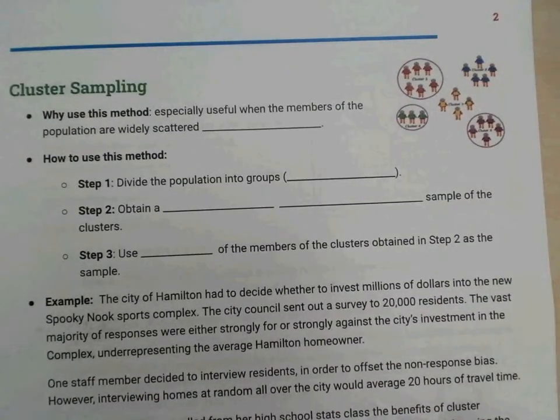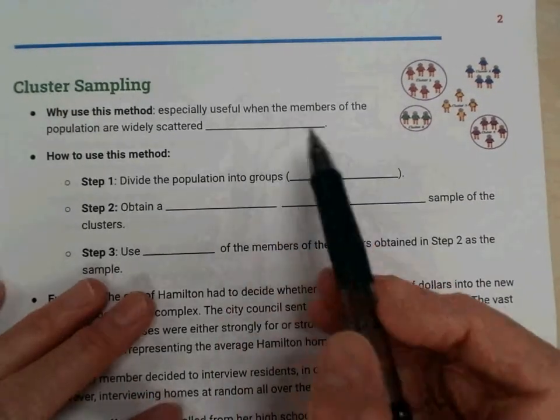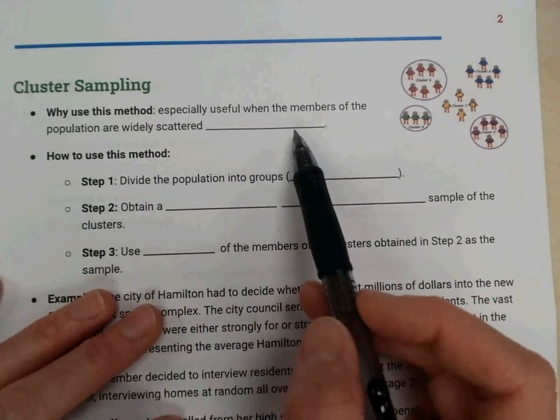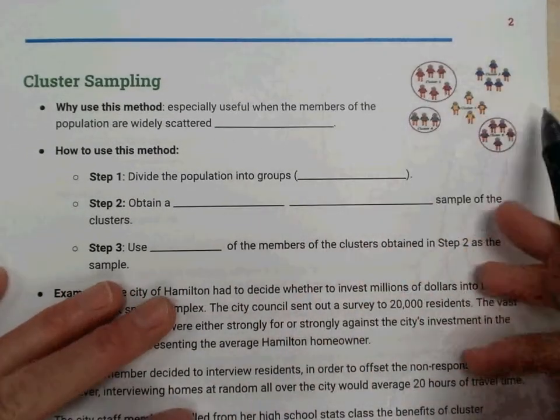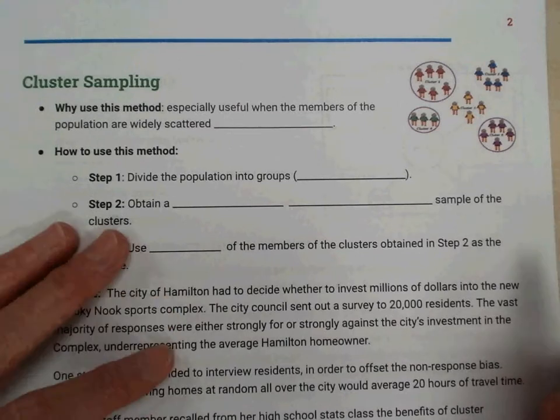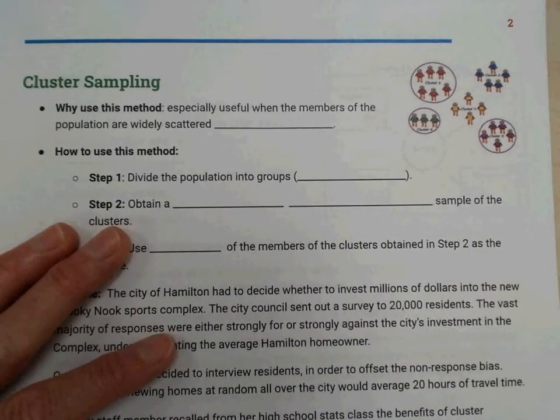The next one we're talking about is cluster sampling. We would use this especially when the members of the population are widely scattered. So you can see you break this population into some subgroups.